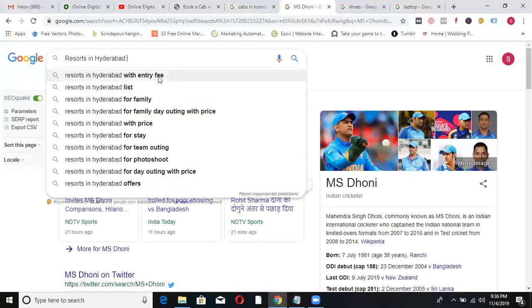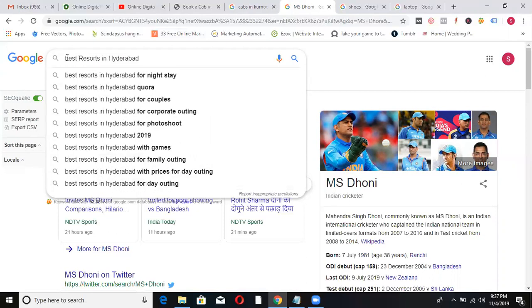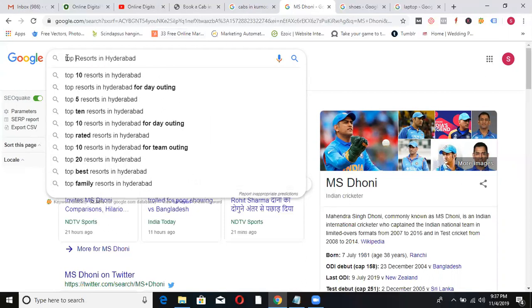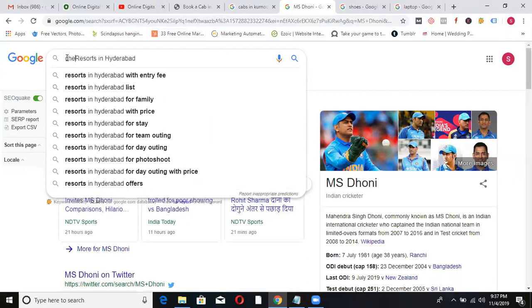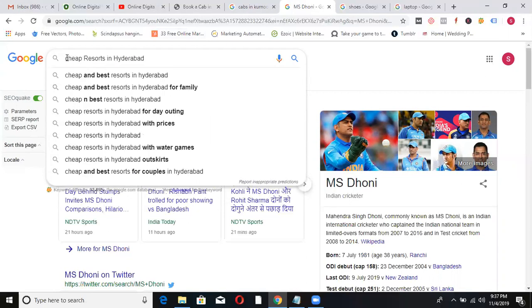See here, with entry fees, we didn't mention. List, we didn't mention. Price, we didn't mention. Stay, we didn't mention. Photo shoot, we didn't mention. Day outing with price, we didn't mention. Offers, we didn't mention. Put them anyway. Now, when you just put best resorts, see, different keywords came. When you type top, top 10, top 5 came. When you type cheap, those also came. So we have to collect all of these and put them down.